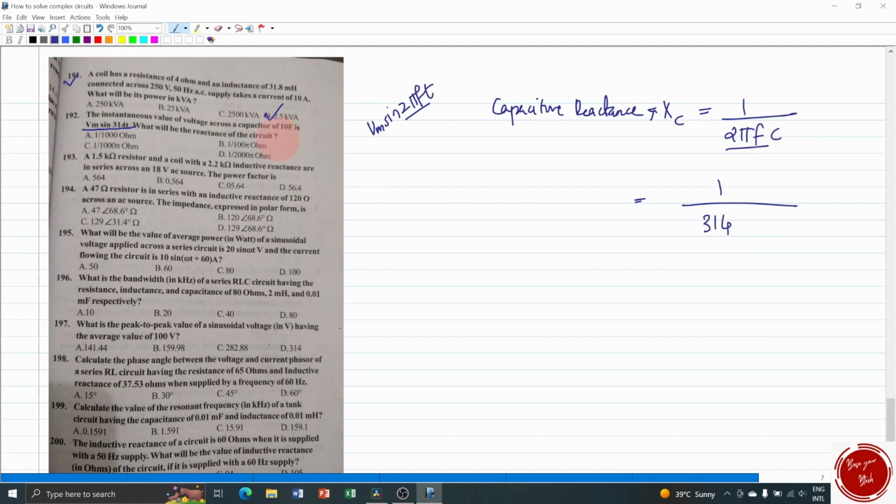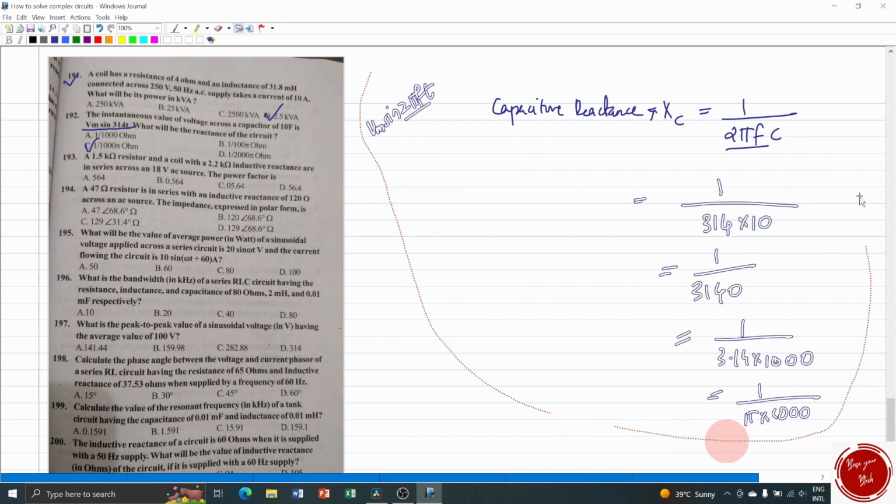And what is C? The capacitor is 10 farad. So it is 1 by 3140, or since the options have a pi in them, it is 3.14 into 1000, isn't it? 3.14 into 1000 is 3140. So it is 1 by pi into 1000, that is 1 by 1000 pi. Option C is the right answer.